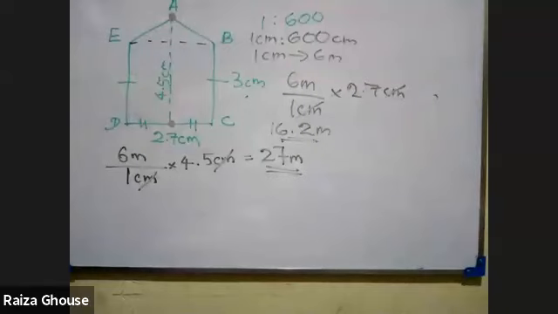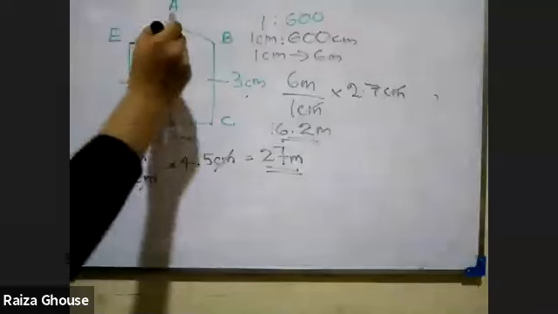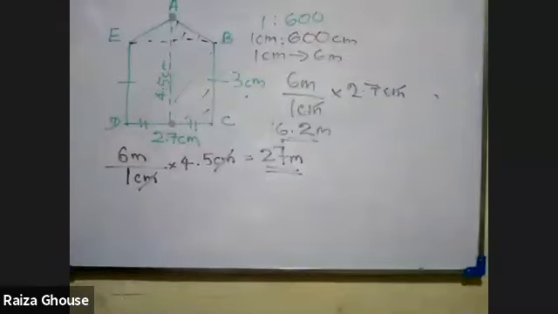Now here, two sides are there. Remember, two sides are there. You find out one side. One side means there's only one portion. You have to find the area. How to find the area? The area of this triangular portion should be found.